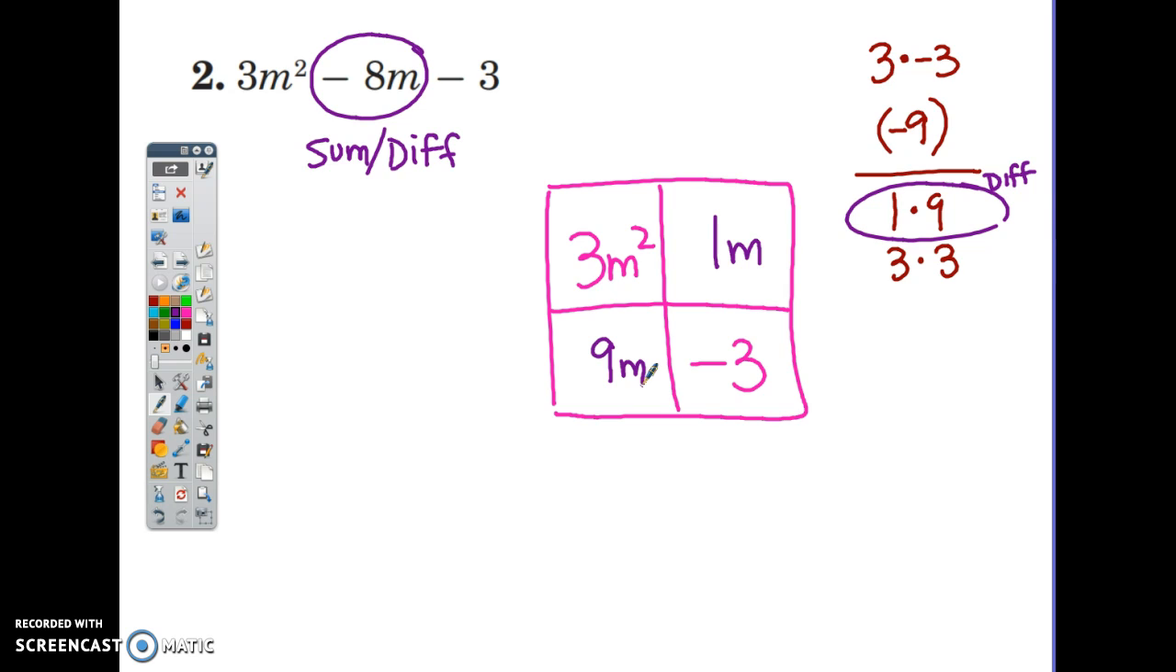And because I said it's going to be a difference, then one has to be positive, one has to be negative. So you look at the sign up at the top, the sign is a negative, so the bigger number takes this sign. Which one's the bigger number? 9. So if I make 9 a negative, and I make 1 a positive, when I add these two, negative 9 plus 1, it should give me negative 8.